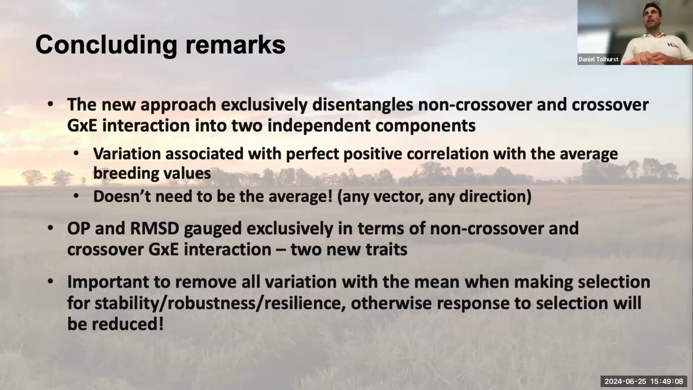What we're also getting here is two new traits that are independent, so you can select for average performance and stability within a selection index, and there's no correlation anymore between those two components. And again, I mentioned the last point with the animal breeding setting about taking away the variation associated with the intercept, or the average breeding value, before selecting on its resilience, so that you're actually selecting on the right thing.